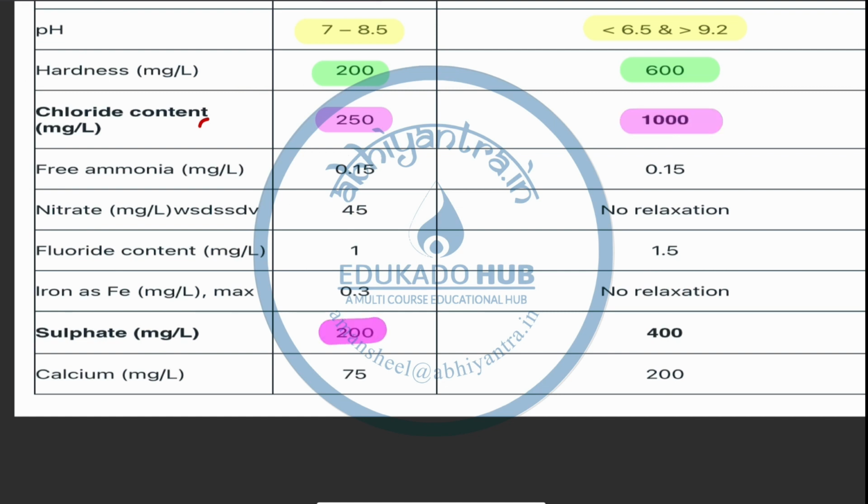Sulfate 200 permissible limit, can go up to 400 when we don't have any alternate source. And nitrate, we should remember, it is 45. Nitrate is 45. There is no relaxation. If there is no alternate source, we cannot go greater than 45. And fluoride 1, up to 1.5 is okay if there is no alternate source. Iron, Fe, it is 0.3, and no relaxation in iron and no relaxation in nitrate. So for us, chloride content can go up to 1000 and sulfate can go up to 400.